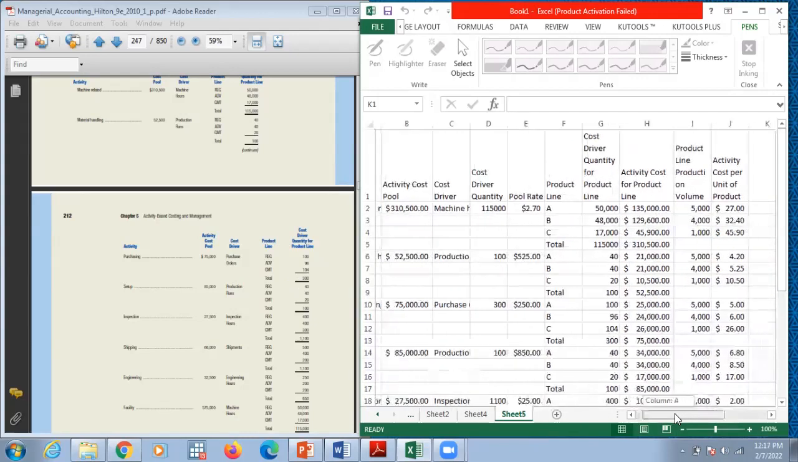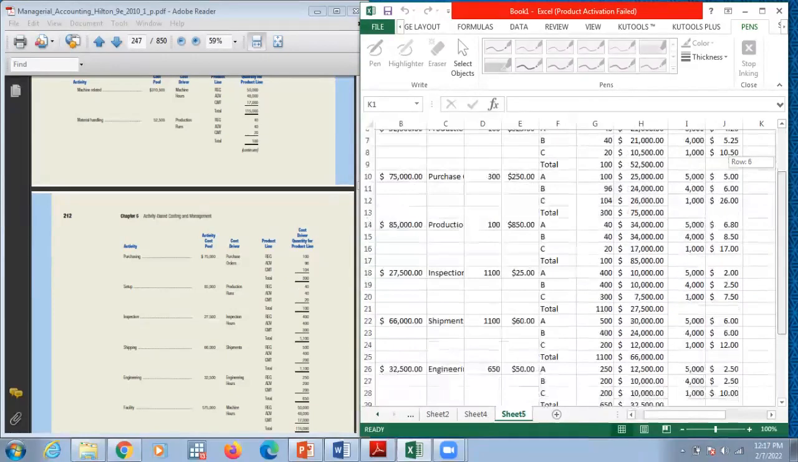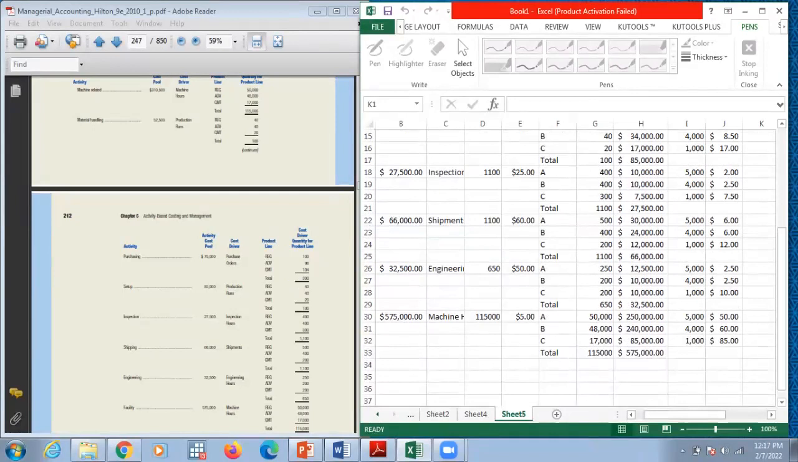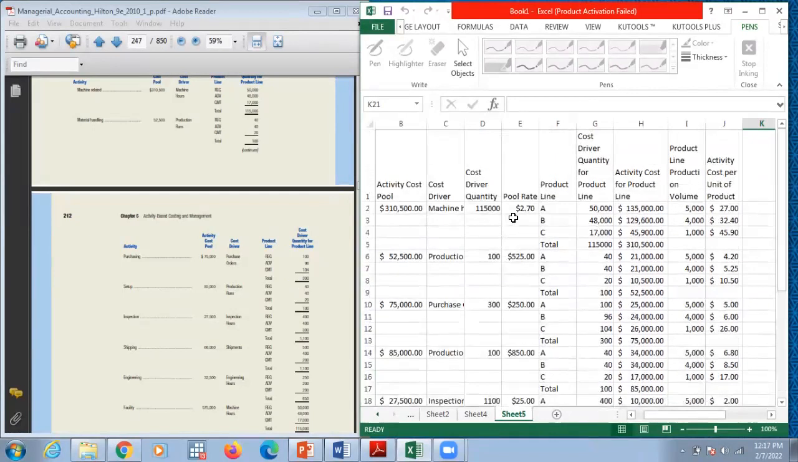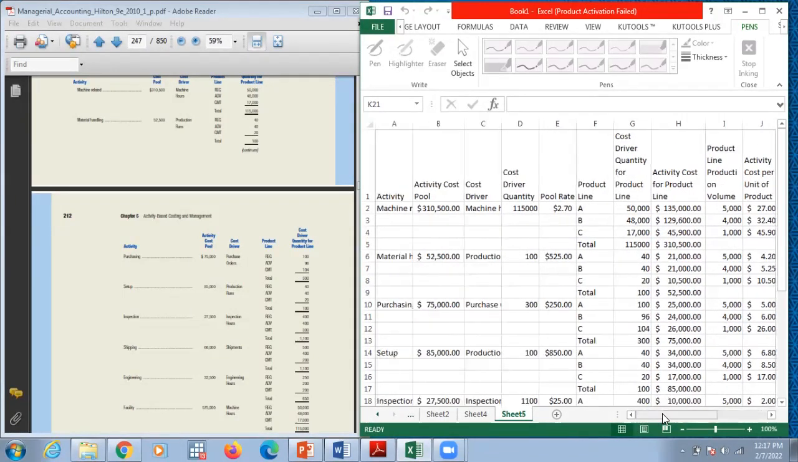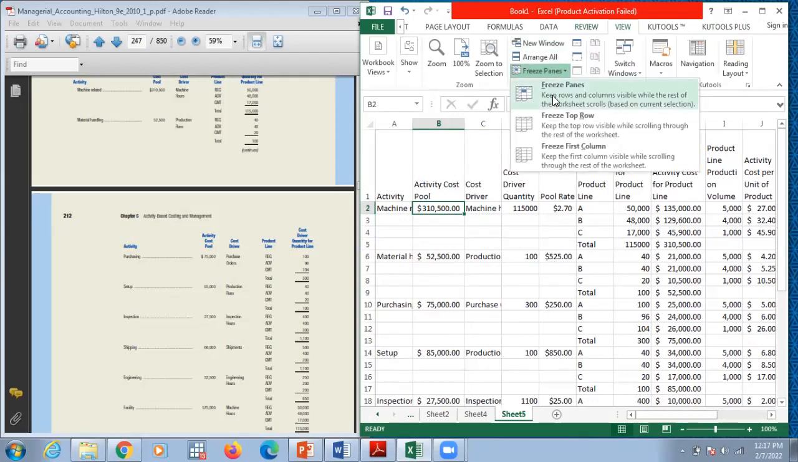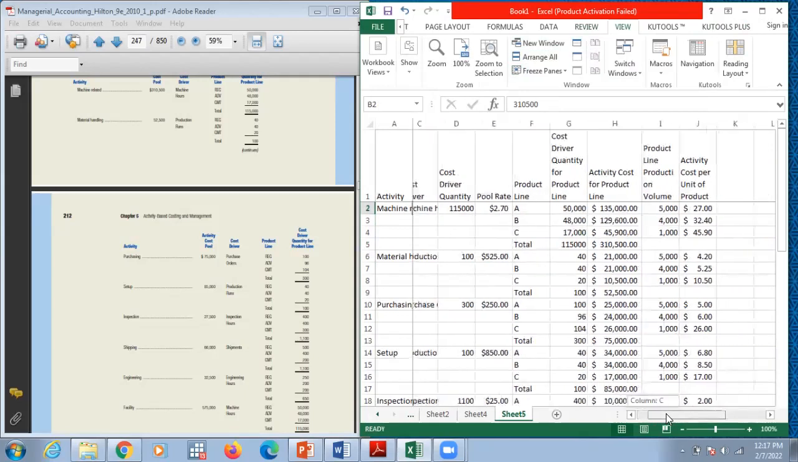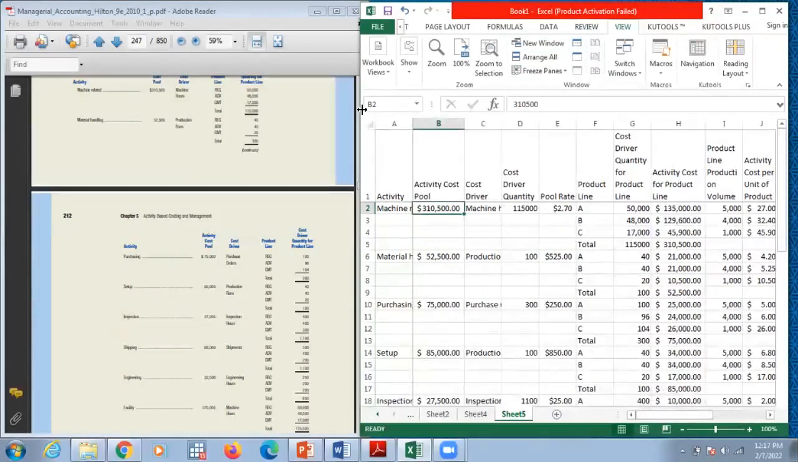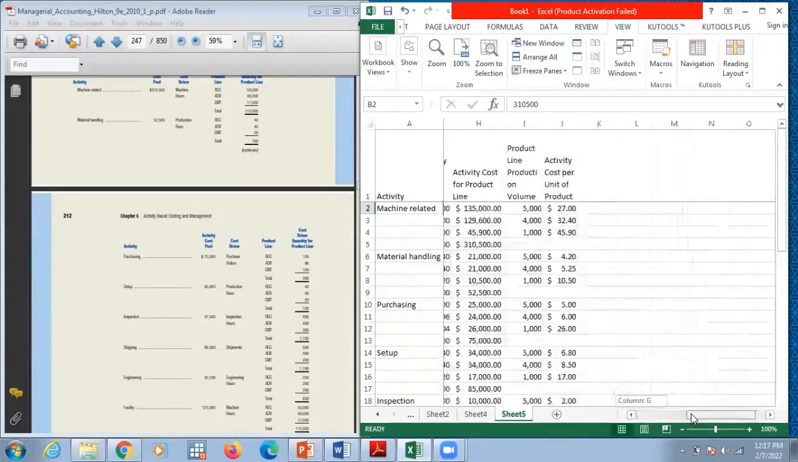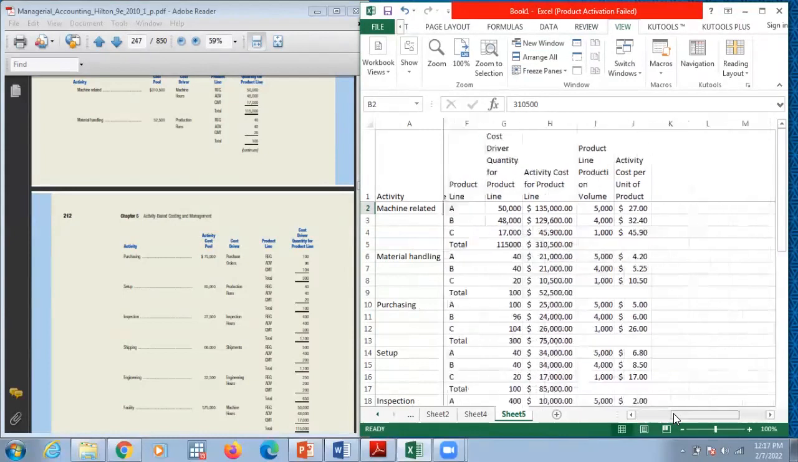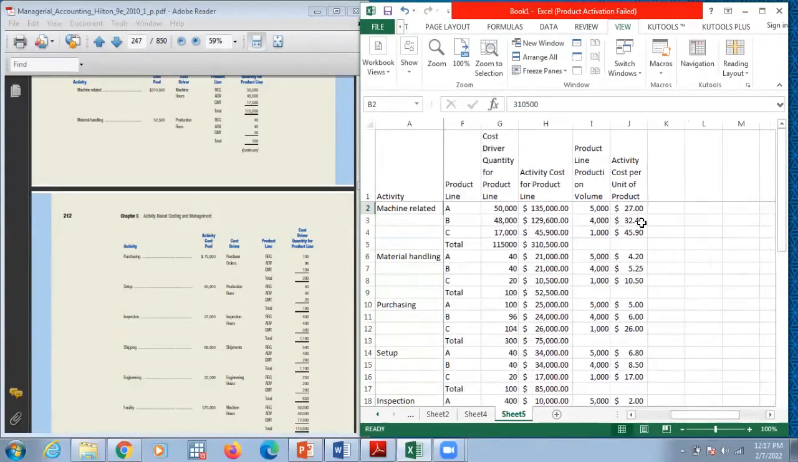Now, moving on to the next step, once we've calculated the activity-based cost per unit of product, you'll see over here, for every product and for every activity, we have one number. Now I'm going to freeze these panes here so that you can get a better view of this. Let's freeze these panes so that as we navigate, we can see everything that we need to. Now you can see as we go forward, with our machine-related activities, product A has a relevant cost of $27, product B has 32.4 per unit, and product C has 45.9 per unit. This is our regular, this is our advanced, and this is our gourmet.